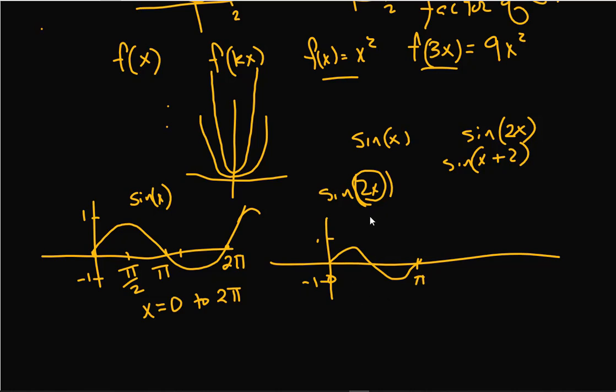Okay, so what happens then? We can say that when we put 2 in, this gets compressed in the horizontal direction, right? Whereas in order to go through the full cycle it needed to go from 0 to 2 pi, now to go through the full cycle it only has to go from 0 to pi. So it gets compressed in the horizontal direction by a factor of 2.